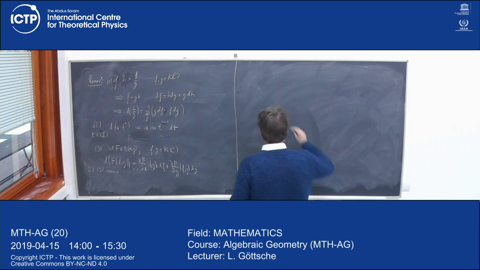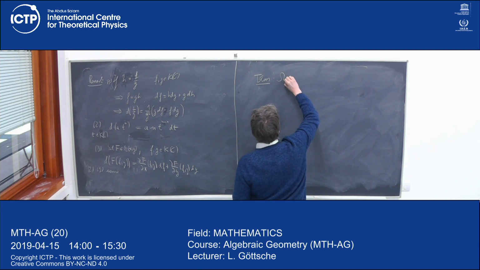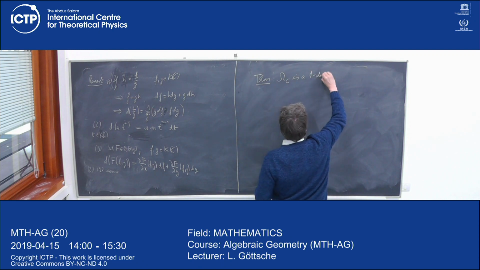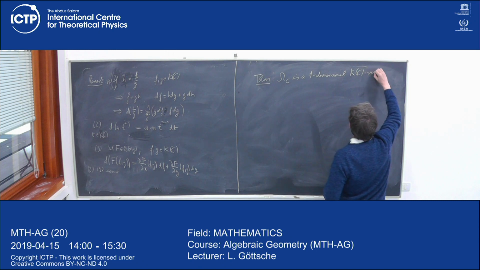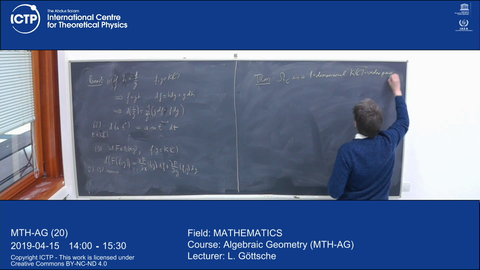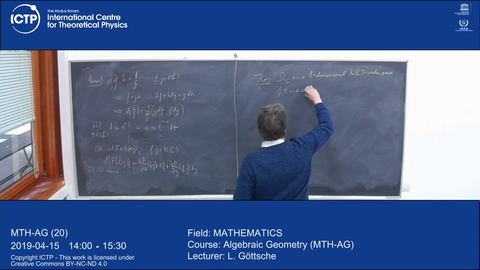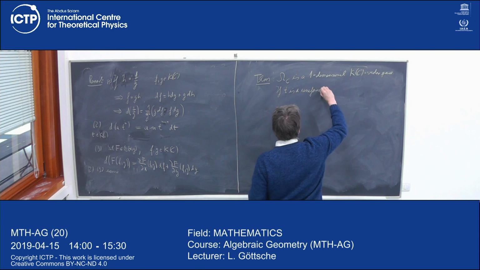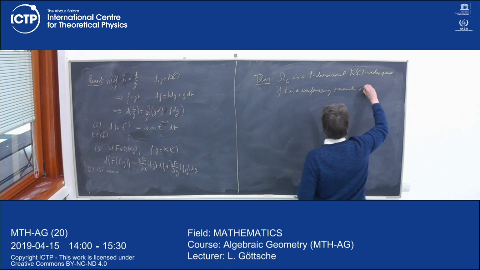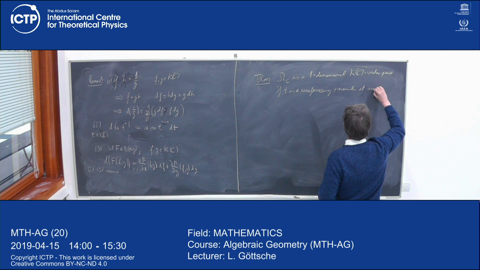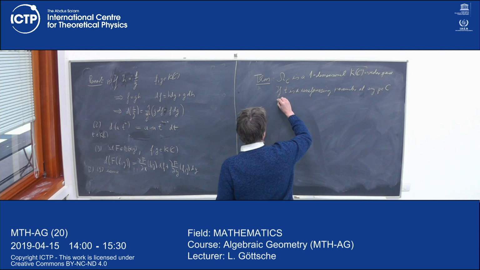So, theorem. Omega c is a one-dimensional Kc vector space. In fact, one can say a bit more. If t is a uniformizing parameter at any point P in C, then dt is a basis.